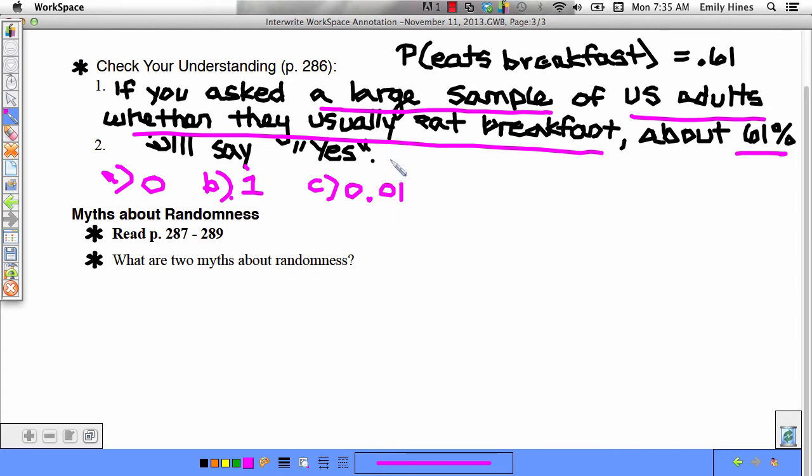And D, this outcome will occur more often than not. Okay, well, we know it can't be 0.3 because that means that it only occurs 30% of the time. So that leaves us with 0.6 and 0.99. Since they're saying it's going to occur more often than not, that means it's going to occur more often than 50%, but probably not so close to 1 that it would occur almost all of the time. So it's probably going to be 0.6.